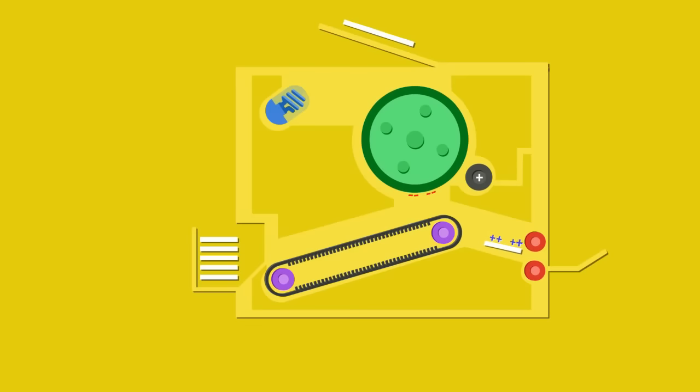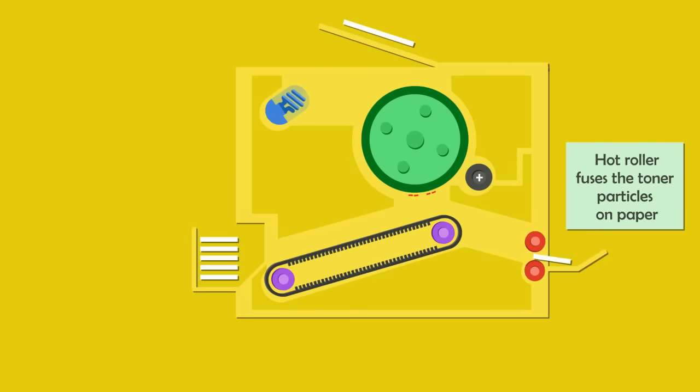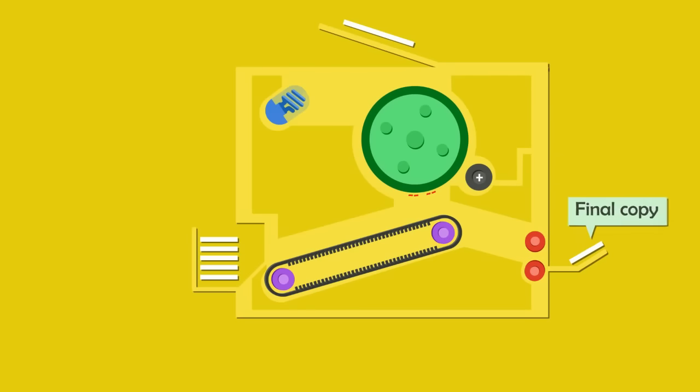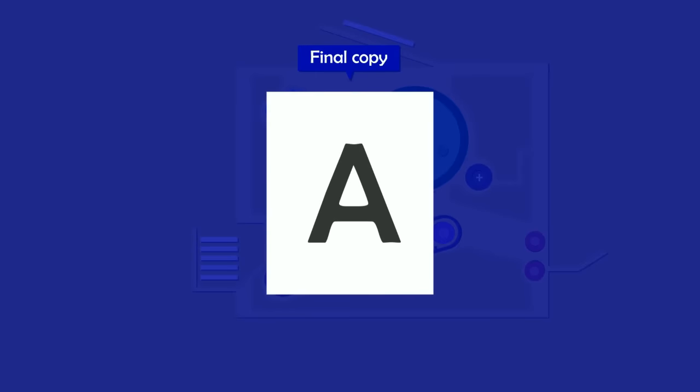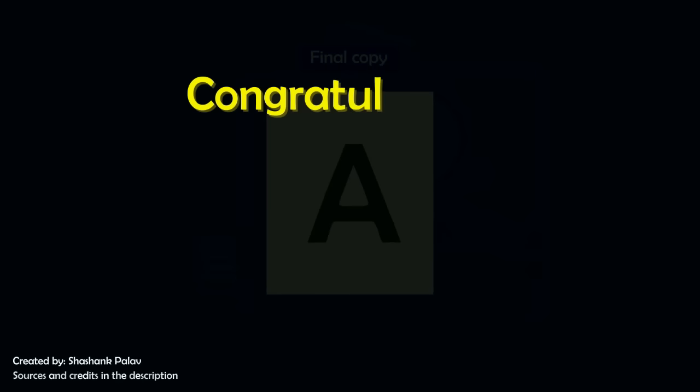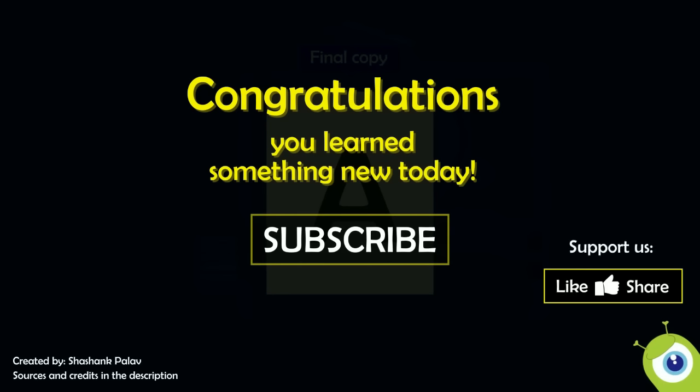This paper then passes through two hot rollers. The heat and pressure from the rollers permanently fuse the toner particles on the paper. And thanks to these rollers, the final copy feels so warm and soothing. So there you go, now you know how a photocopy machine works.